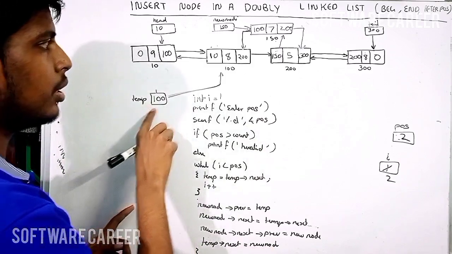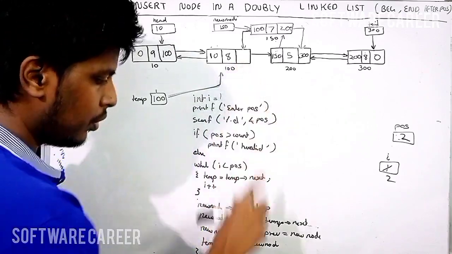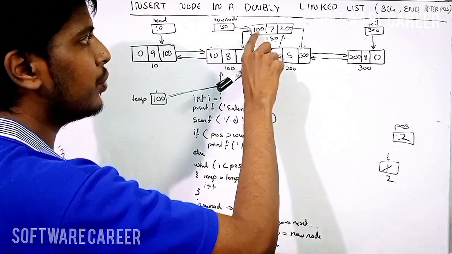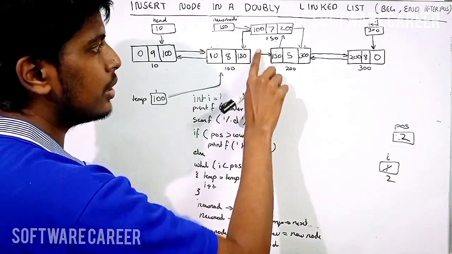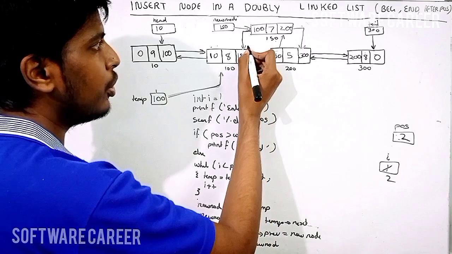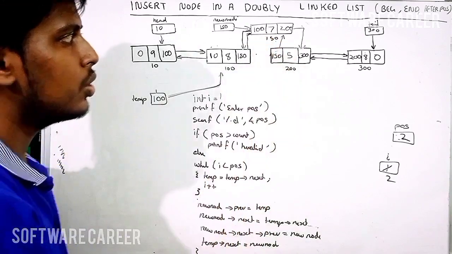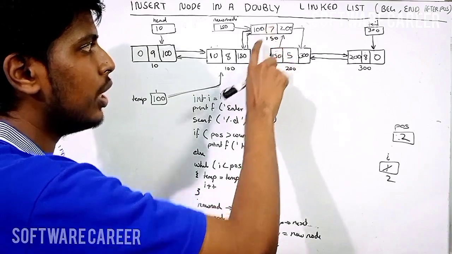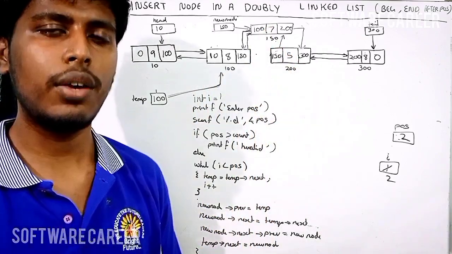Now see, temp is 100. 100 next is this pointer. In this pointer I am storing the address of new node. New node is 150. So 150 is stored here. So this link is cancelled. And this pointer is pointing to the node which is having address 150. That is this node. So see, you have inserted this node at the after second position. So this is how you should insert a node after a given position.